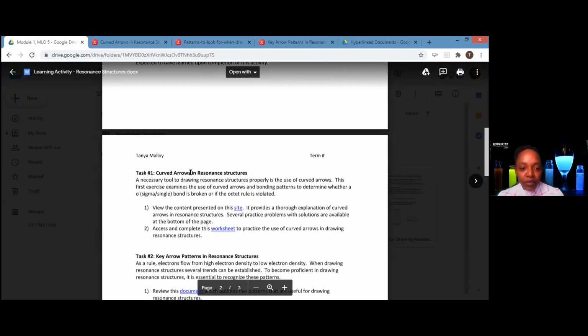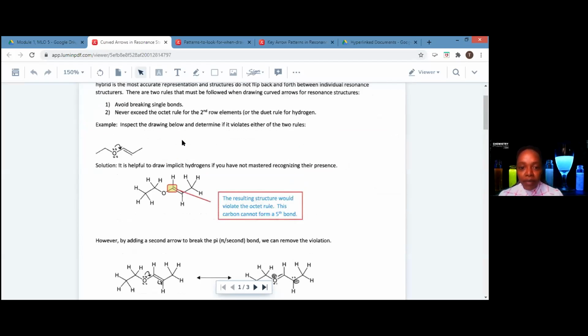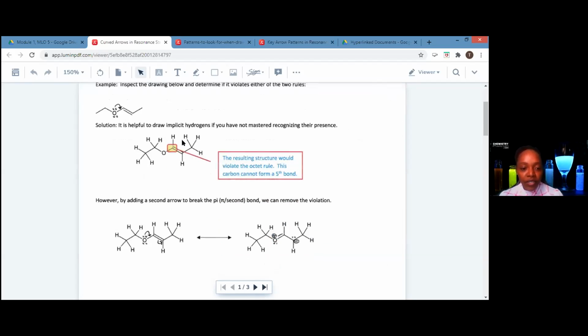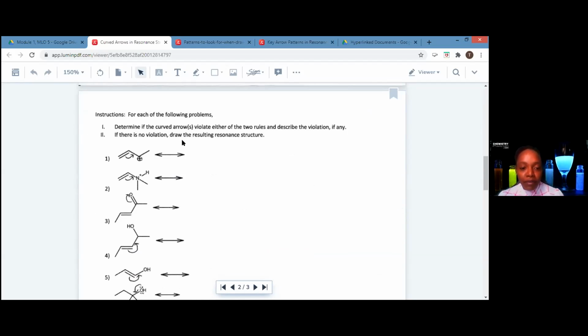The first task was drawing curved arrows and resonance structures. So we have an activity where the students can practice that skill. So we go back by reintroducing what the students saw, reminding them of some of the rules that they need to pay close attention to, giving them a few examples, and then they actually complete problems on their own. So this one asks the students to draw the result of the arrow.